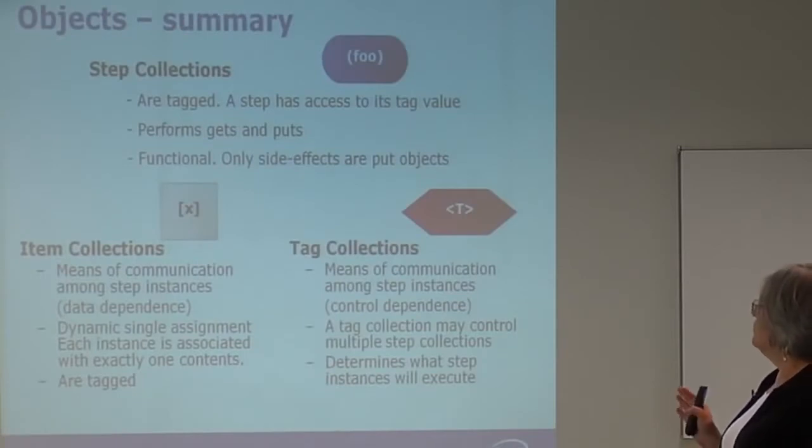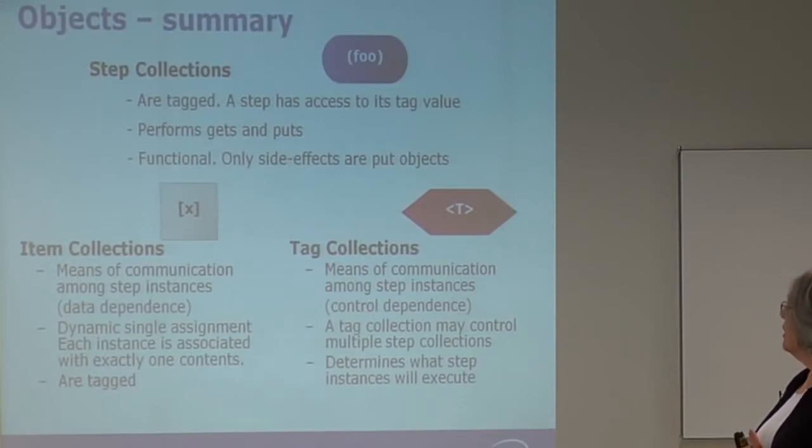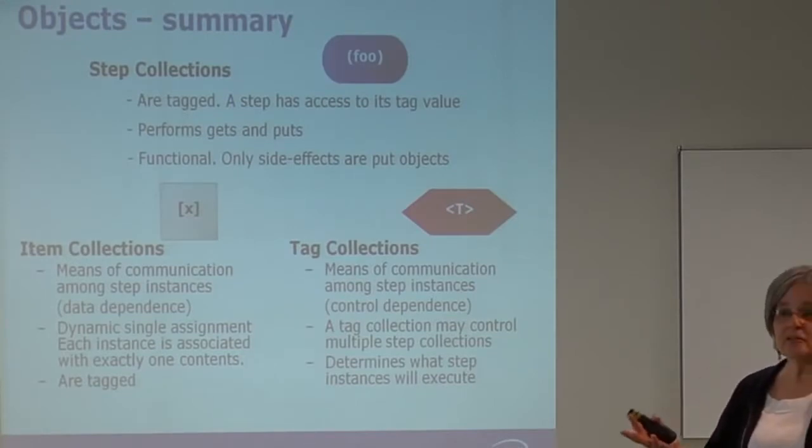Okay. So we have these three objects. There are steps and items and tags. The steps themselves have tags. They are tagged. They perform put and get operations. We assume that they are functional in that they have no side effects that are visible outside.